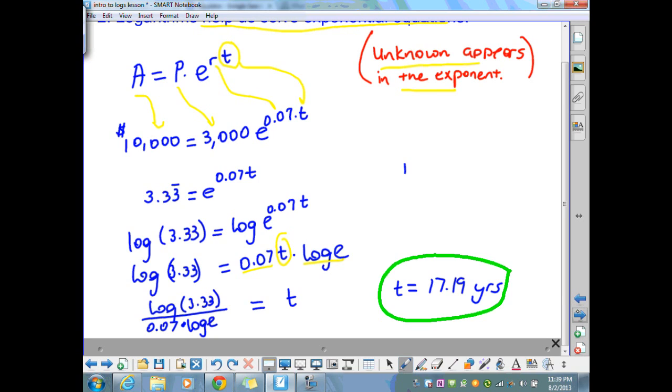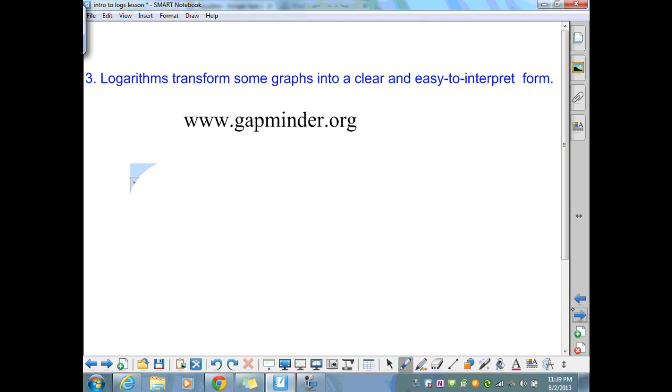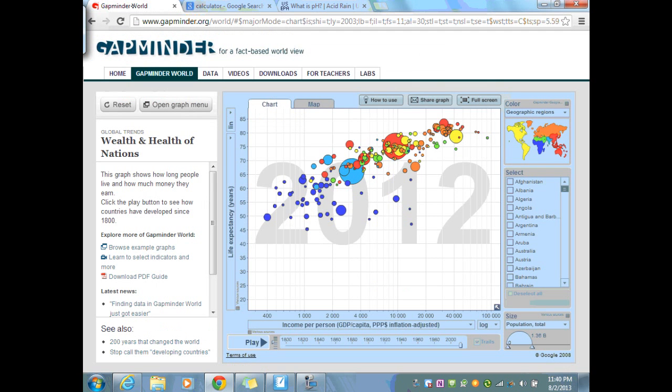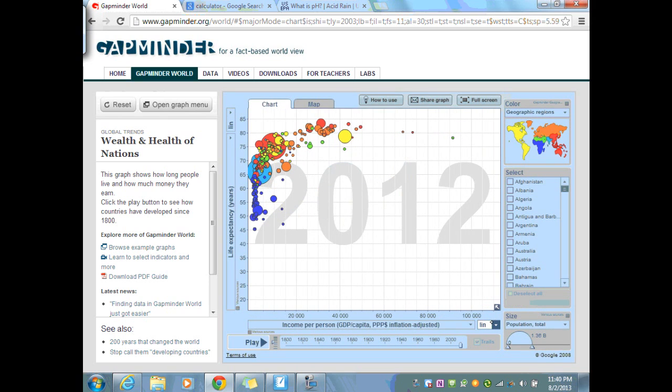And here is one of my favorite applications of logs, that logarithms transform some graphs into a clear and easy to interpret form. I have one of my favorite graphs I'm going to show you guys from www.gapminder.org. So let's go over there and take a look. Okay, so let me begin by showing you the original graph.